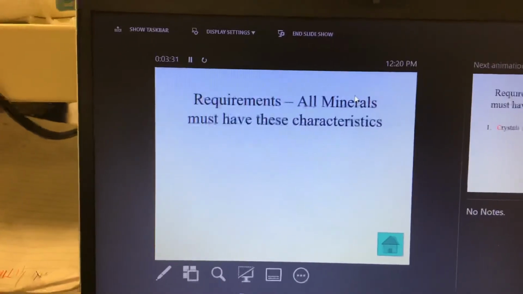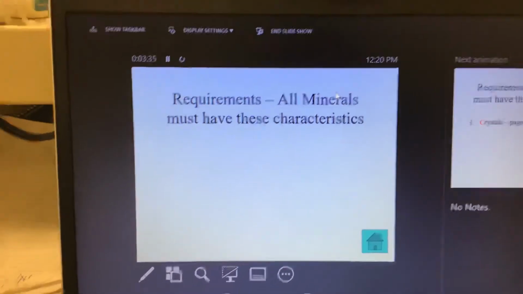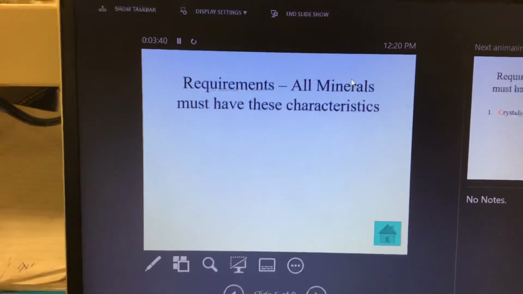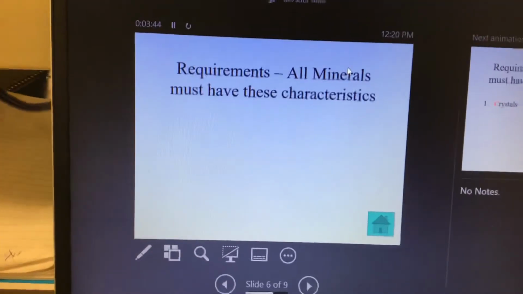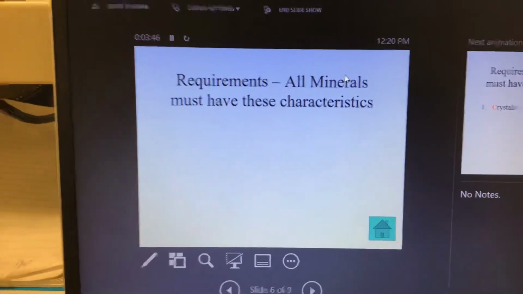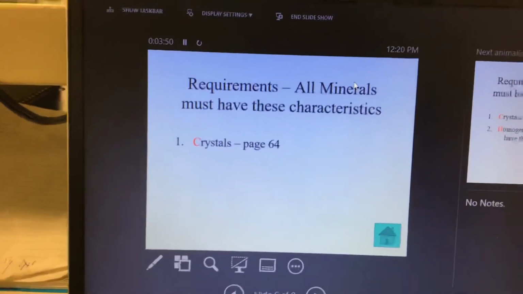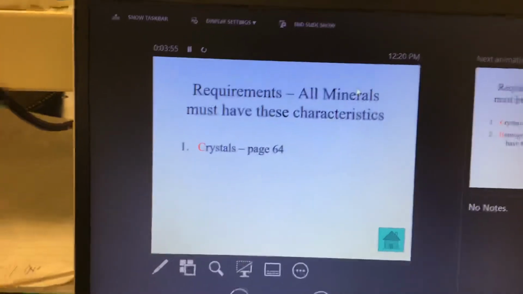Mineral requirements. Why don't you write this? Requirements: all minerals must have these characteristics. So let's say I give you a chunk of something and I ask you, is this a mineral? You can figure it out. First of all, is it a crystal? Does it have a crystalline structure? We'll get into that a little bit later down the road.